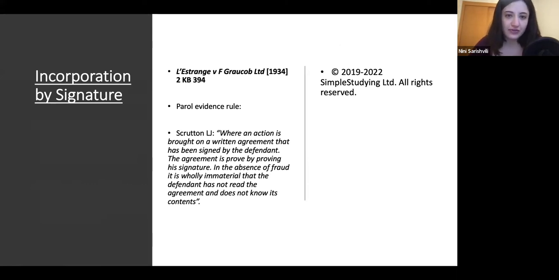Incorporation by signature. The case of L'Estrange, which is cited for the parol evidence rule. This is a well-established principle of contract law, which means basically that what is written in the contract will be enforced, even if the other party hasn't read it.